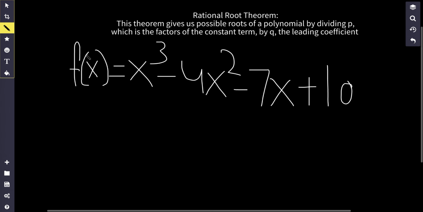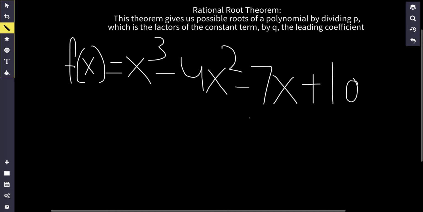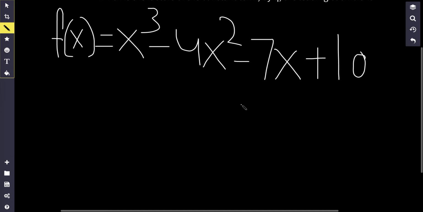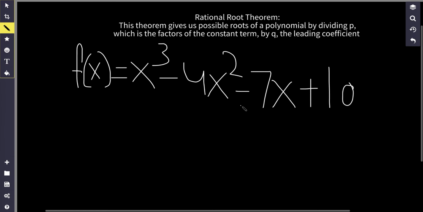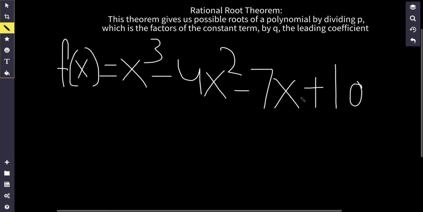Let's say we have the function f of x is equal to x to the third power minus 4x to the second power minus 7x plus 10. Now, what if I wanted to find out the factors of this polynomial? How would I do this? If this is the only information you have, how would you do this?